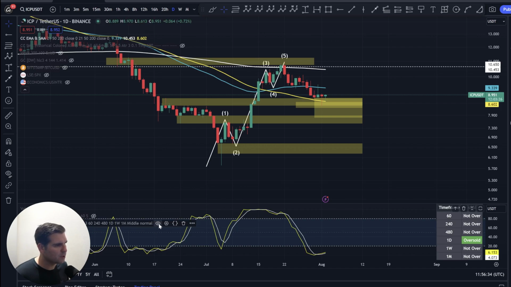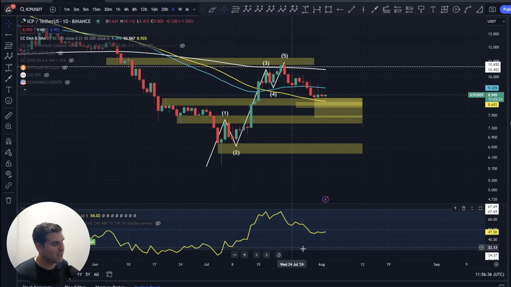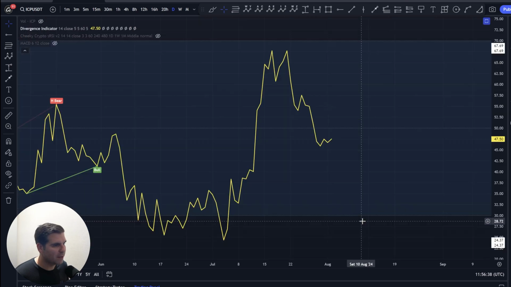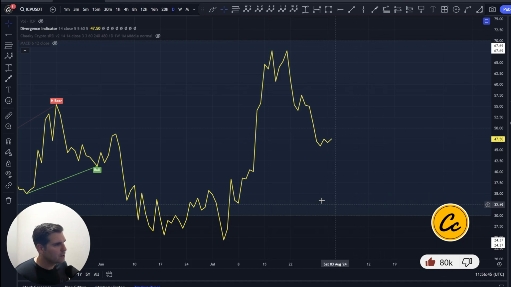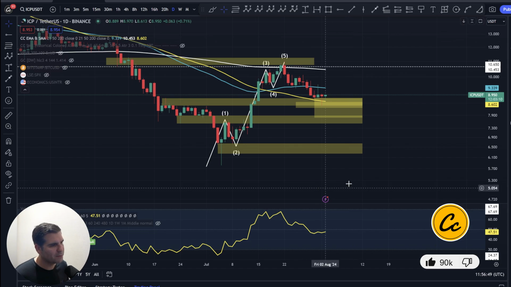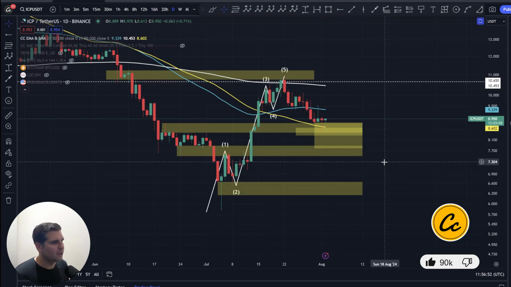I do expect August to be a good month. It's just going to take some time. It's something we need to be patient with, and we'll eventually get there. The RSI is also lower than the 50 level, currently at 47.5. No divergences noted with price action or anything like that, so we're not terribly concerned, but it is in a bearish position at the minute, being lower than the 50 level.